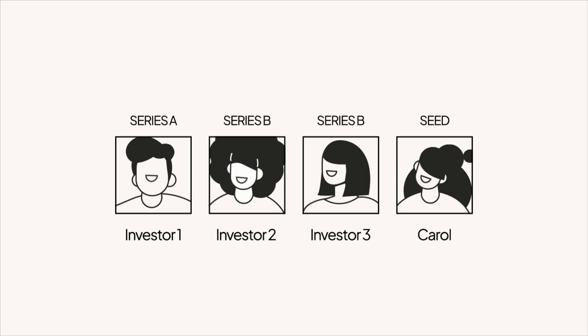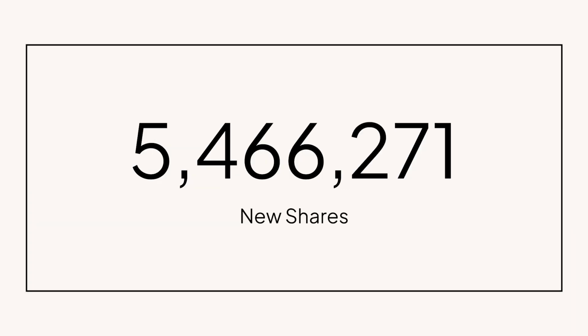Now that we know who's going to invest, we need to figure out the price they're going to pay for their shares. Again, remember what we learned in the Series A? This is complicated math, but after you do the calculations, the price comes out to roughly $1.83. Now, for your Series B, you're going to issue just under 5.5 million new preferred shares.